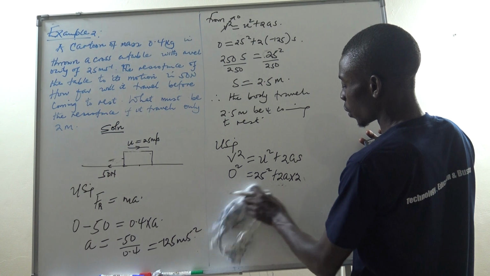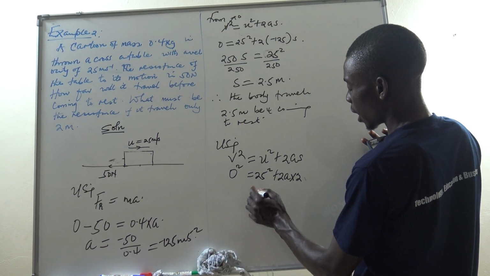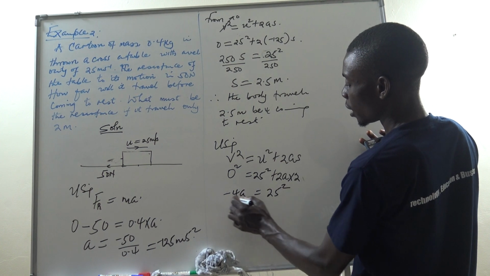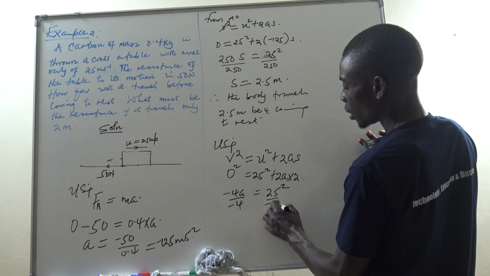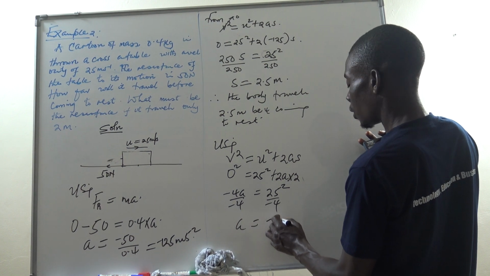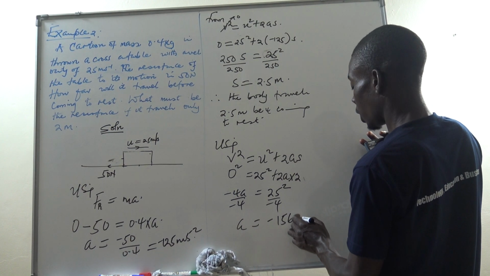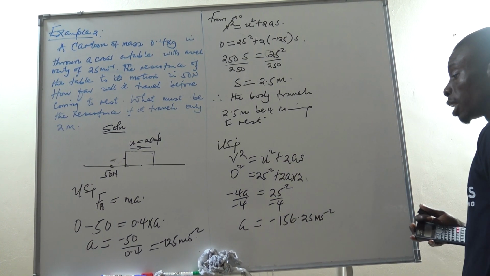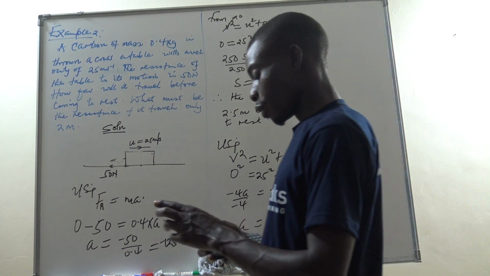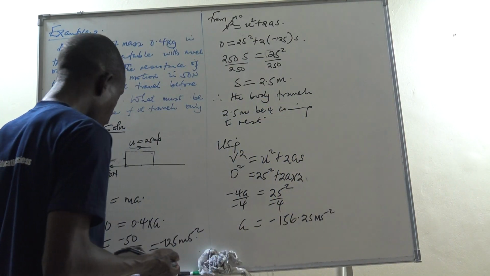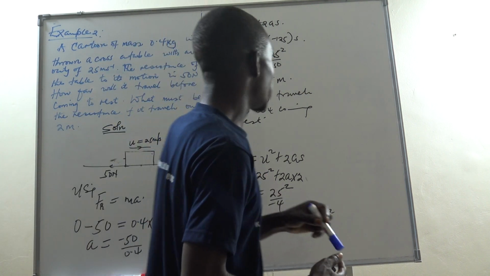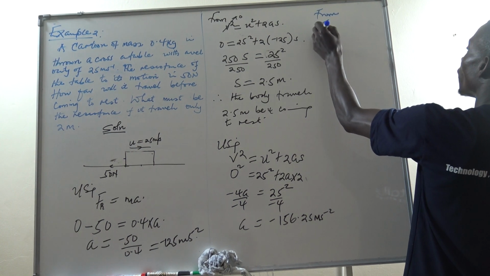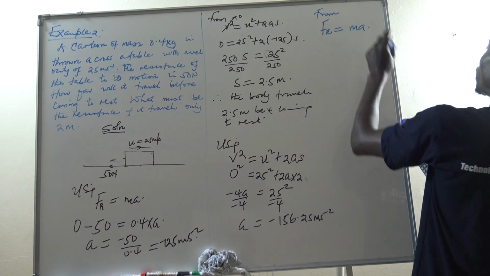Please make sure you follow this part. Well, let me write it like this: minus 4a equal to 25 squared. Divide by minus 4, and then my acceleration is negative 156.25 meters per second squared. So that means that in that due course, it will decelerate at that rate. But now again, what they want from us is what must be the resistance, isn't it? So I'm going to use Fr equal to ma.